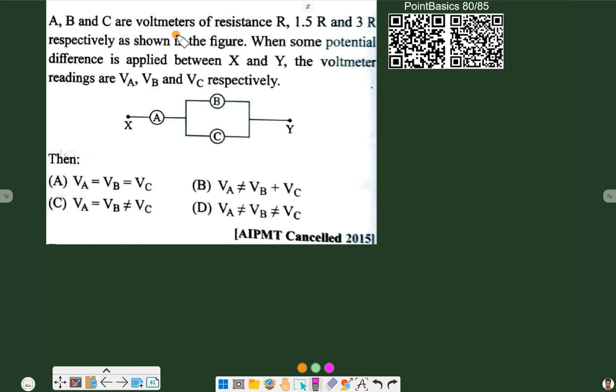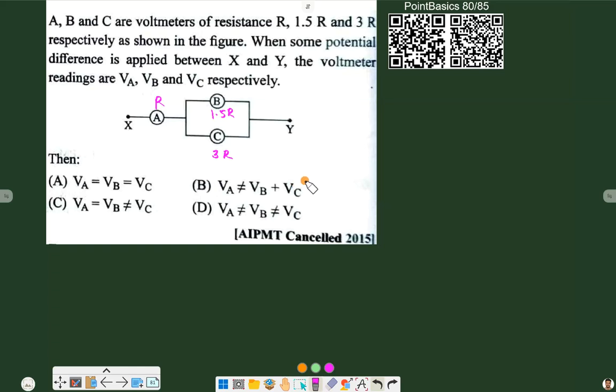A, B, C are voltmeters of resistance R, 1.5R and 3R. So these are not ideal voltmeters. R, 1.5R, 3R. As shown in the figure, when some potential difference is applied across X and Y, the voltmeter readings VA, VB and VC will be equal to what? So these are the voltmeters with certain resistances.